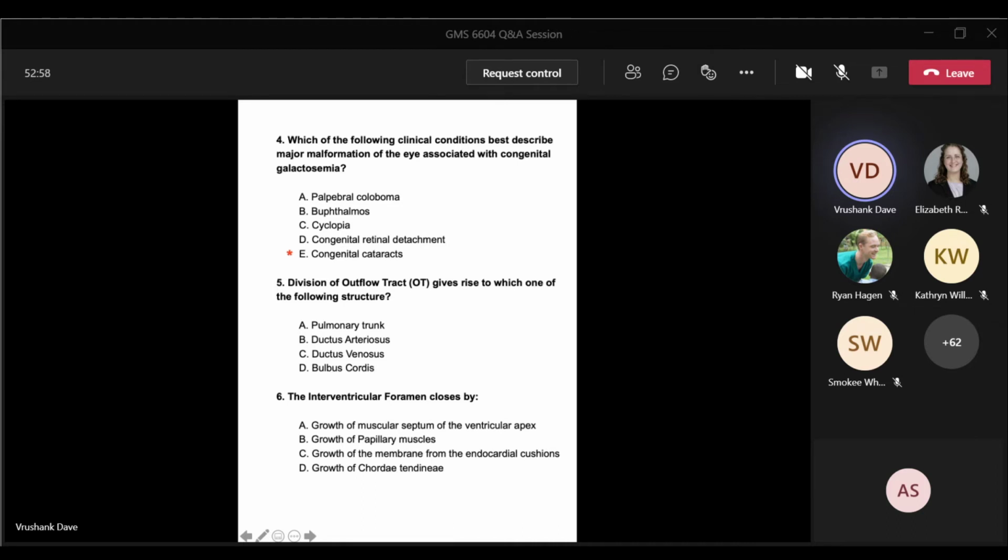Okay, let's go to number 6. It's very short. The question is short. The interventricular foramen closes by.